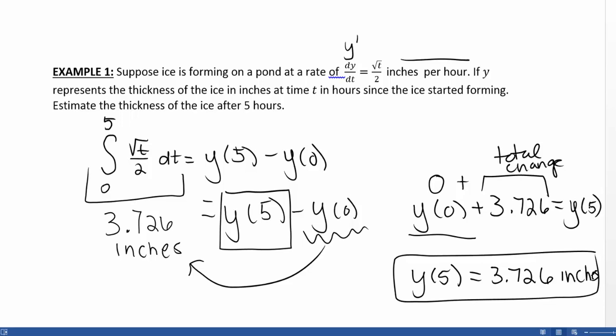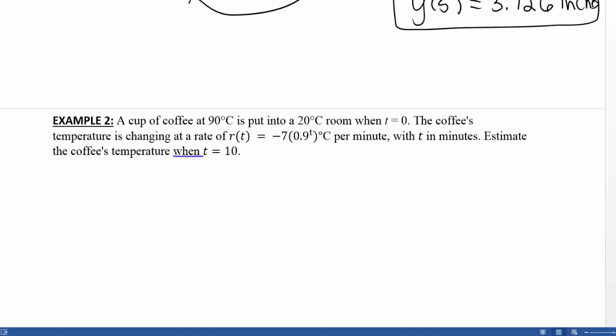So let's look at an example where our initial amount is not 0. Example 2. A cup of coffee at 90 degrees Celsius is put into a 20 degrees Celsius room when time equals 0.